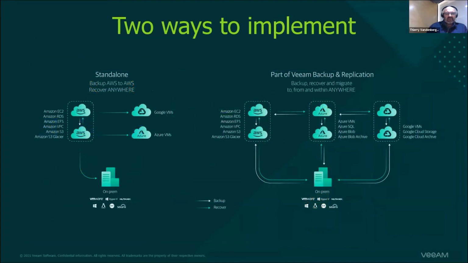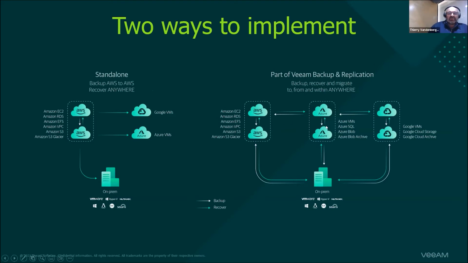So I already said it, two ways to implement. We have the standalone version. You have nothing locally of Veeam Backup and Replication. You simply install the instance within your AWS infrastructure and make your backups to S3 storage and so on. Of course, even within that piece of software, I can restore to other infrastructures: Azure, Google, or on-prem.